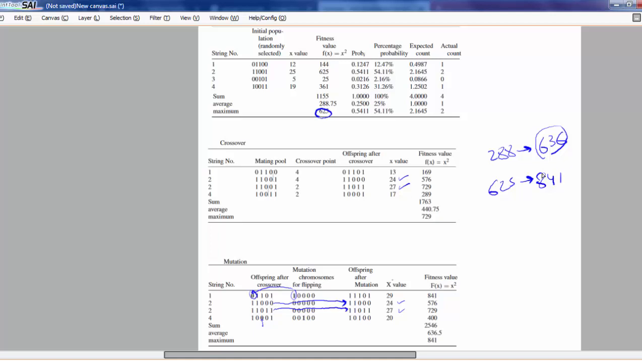As I told you, in the next video we'll be demonstrating and discussing the Matlab code for implementing the genetic algorithm for solving this problem.